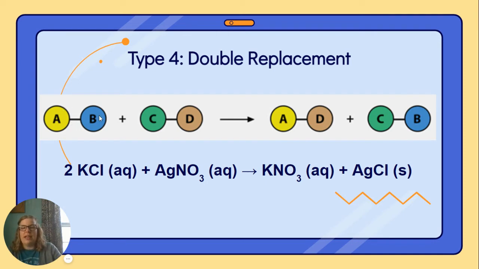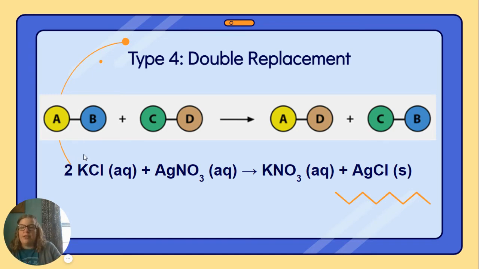So in this case, A and B are together, and then it's C and D. And what happens is A and C switch spots. So if you think about it, the cations switch who they're with. It's kind of like if you're dancing with somebody and your neighbor is dancing with somebody, and then you switch partners. That's a double replacement.